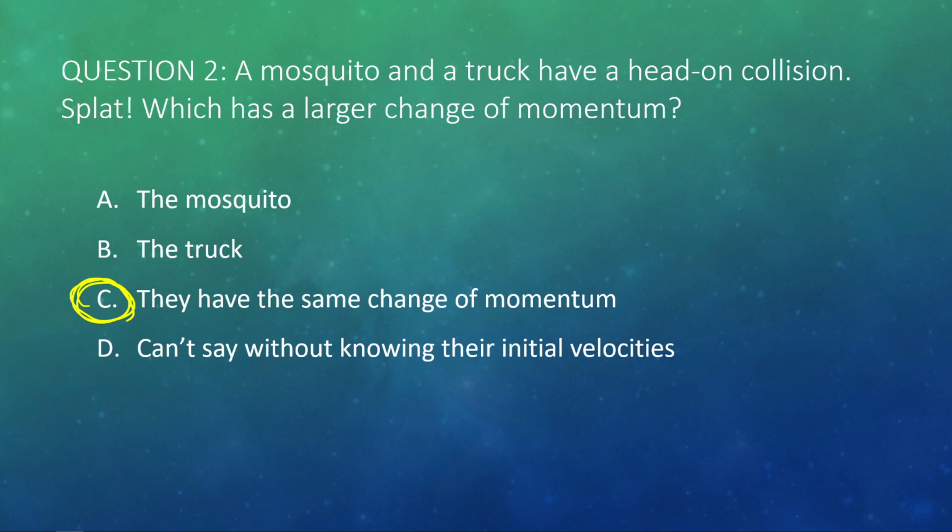Conservation of momentum. Momentum will always be conserved. So as we said even in our notes, if one object gains a certain amount of momentum, then the other one loses that same amount of momentum. It is always conserved. So they have the same change of momentum. The only difference is one's gaining momentum, the mosquito, and one is losing it, the truck. But they are the same amount.